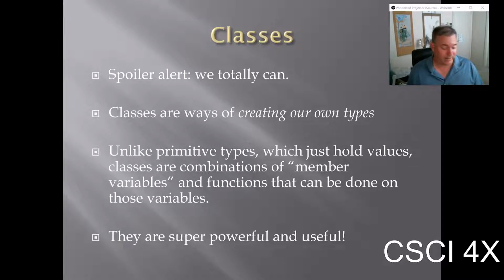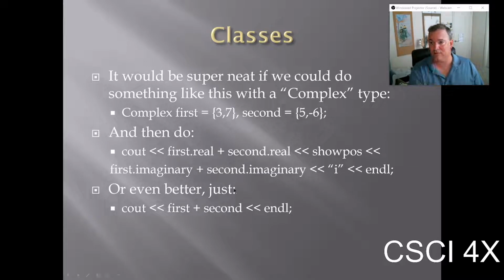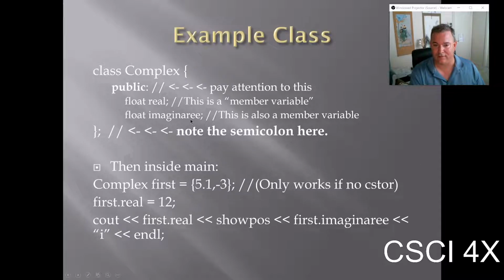So yeah, we can actually do this. We can make a class that defines a new type called complex and has two parts to it, real and imaginary, and it looks like this. We'll go over the syntax, but let's just take a look at this. Basically, what we're saying here is this type called complex with a capital C has two member variables in it, two sub variables in it. One called real, one called imaginary, and they're both floats.